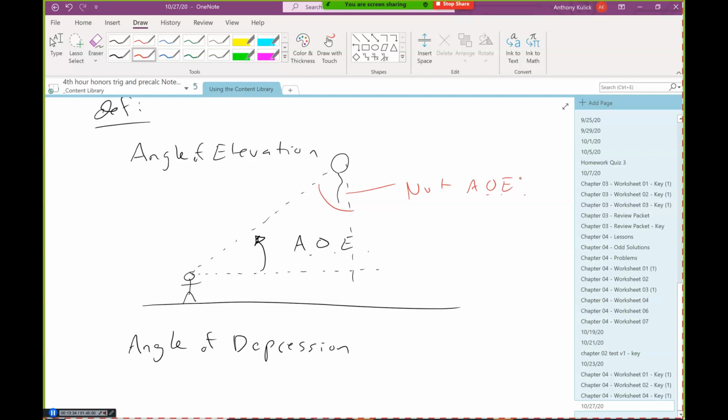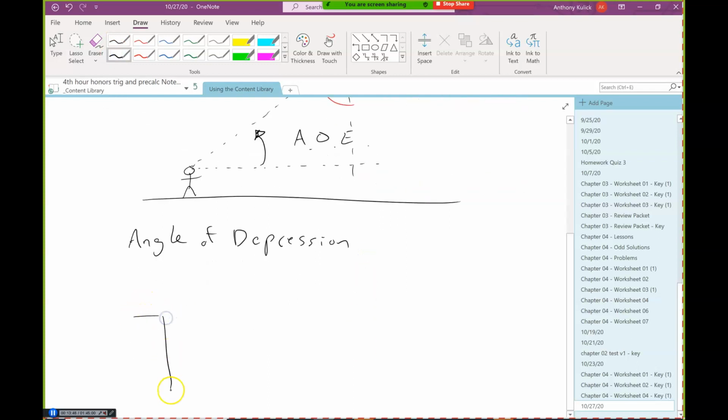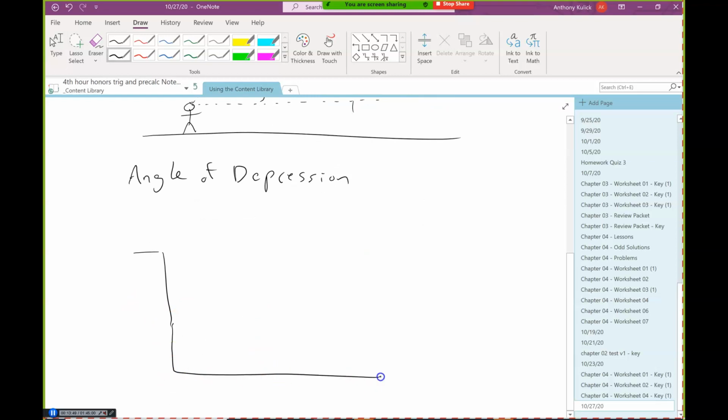So angle of elevation is the angle that you have to crane your neck to look up at something. Everybody's okay with that notion? Angle of depression is the opposite idea. So let's say we're standing on the top of a cliff, and we're waving to our friend down below. Our angle of depression is the angle made when we look down at someone or something.